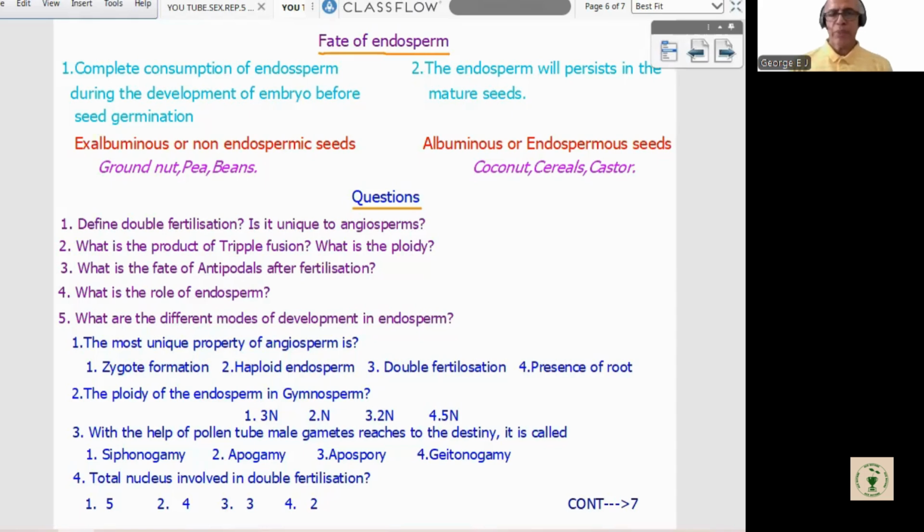Normally we need one more episode because it is a big chapter. That is the last part of this chapter. So we can meet later.